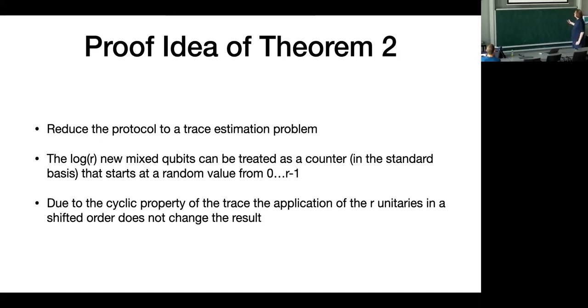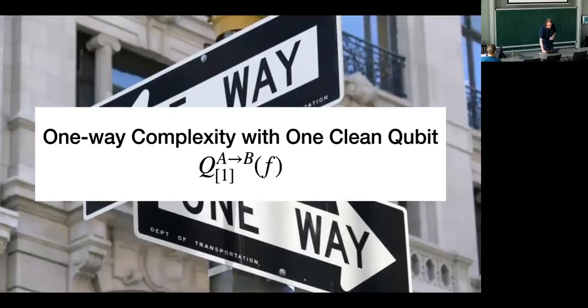But the trace has this cyclic property where if you shift the unitaries that you want to know the trace of, the trace doesn't change, right? The trace of A, B, C is the same as the trace of C, A, B is the same as the trace of B, C, A. So it doesn't matter in which order you apply the unitaries because of the cyclic properties and because we have turned this protocol into trace estimation. Okay, so this is about the model.